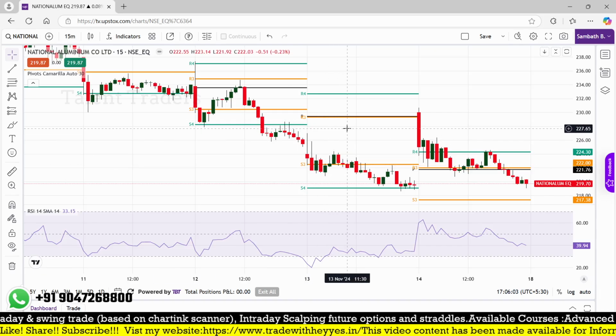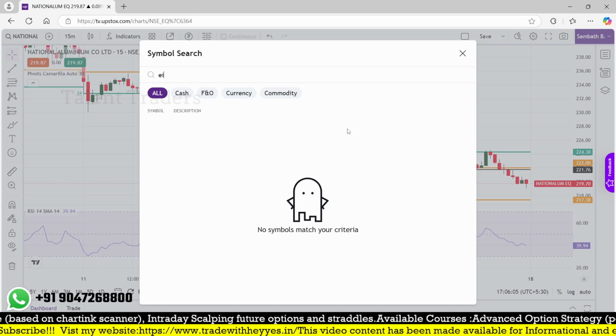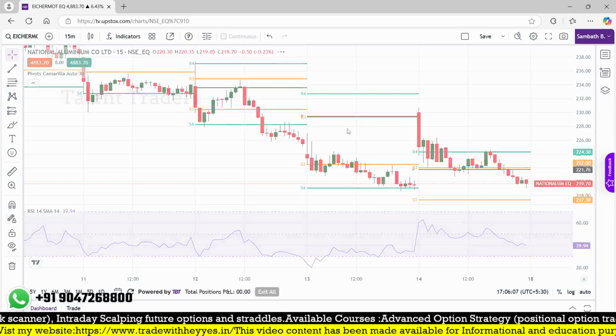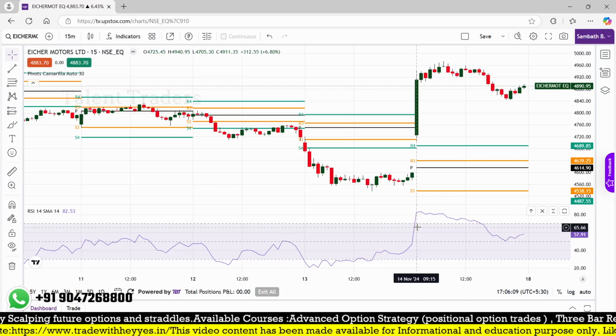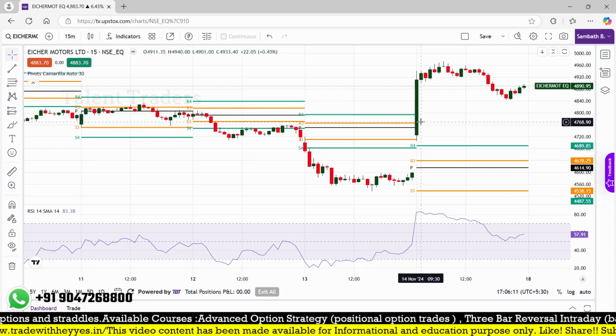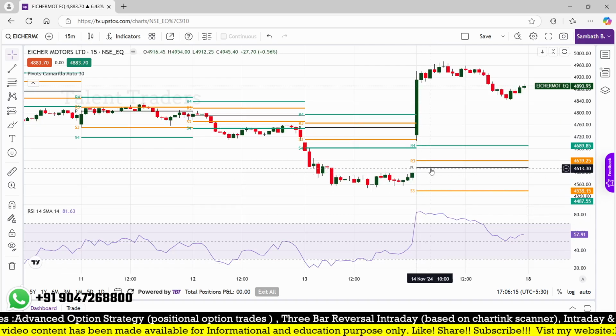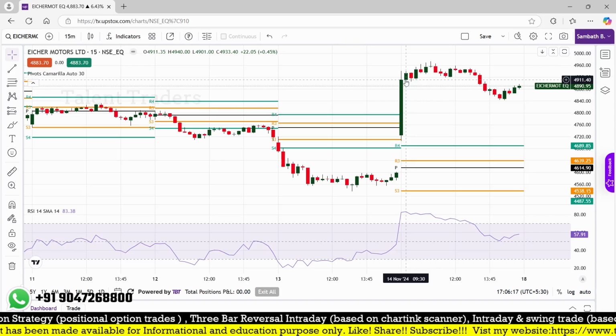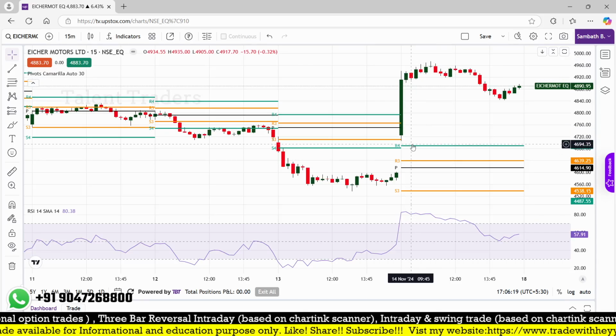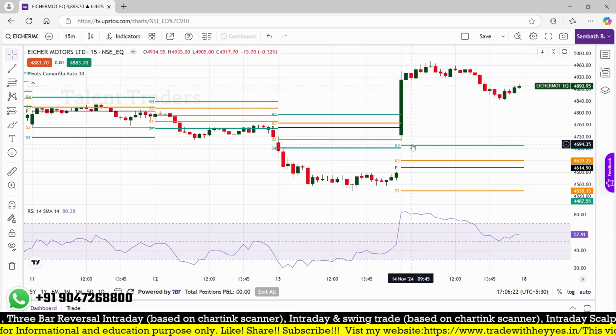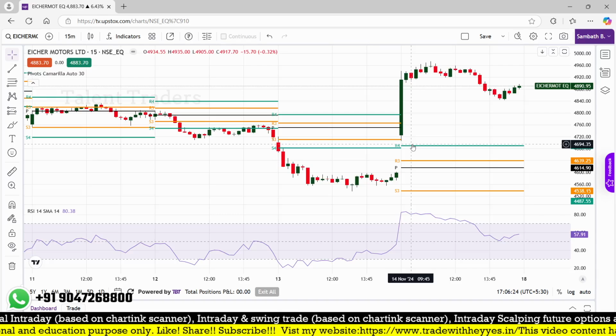One is Eicher Motors, based on the pattern, with RSI above 55 and the price greater than the Camarilla R4. We can keep the pivot as a stop loss, but in this case it is a huge distance from the R4 level. It gapped up to the R4 level, so we are not considering this a valid trade.